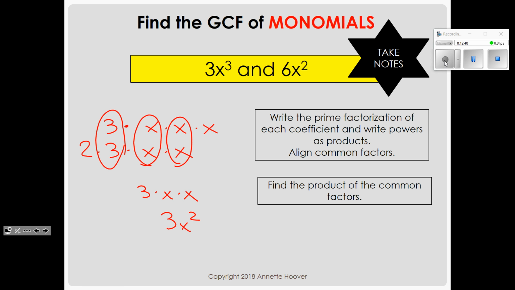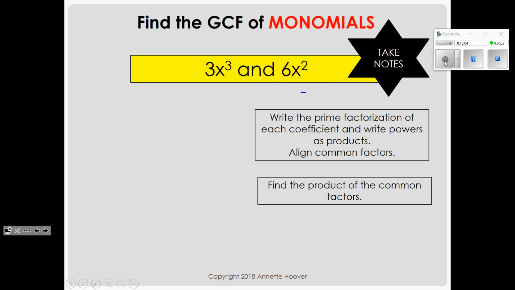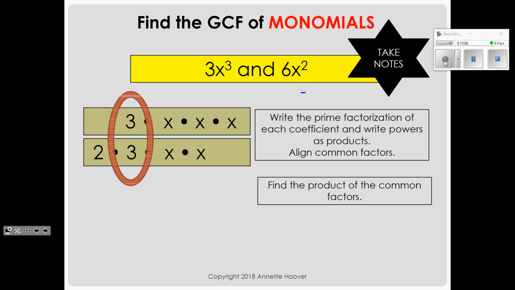And what you do is you look for the variables they share and then take the lowest exponent, because if they share x's and one has 3 and one has 2, they share the lower number. They can't share the higher number. So I would look up here and say the greatest common factor for 3 and 6 is 3, and I'll take the x squared because they both share 2 x's, 3x squared. So we do want to try to get to the point where we're doing this mentally. We're just showing you how this works.